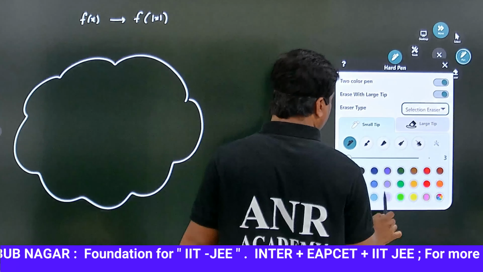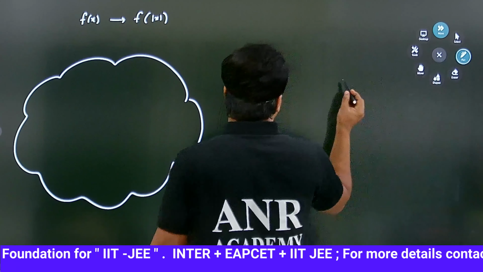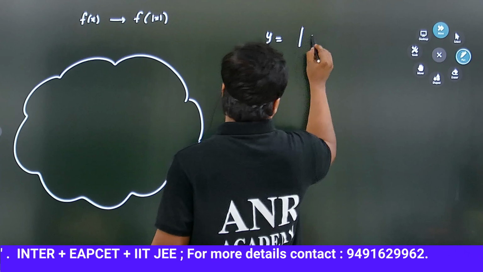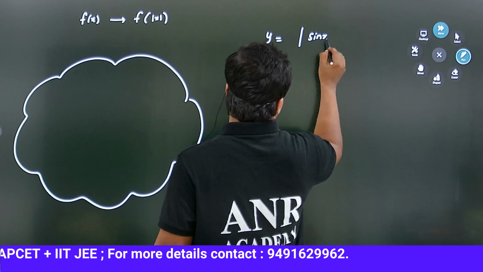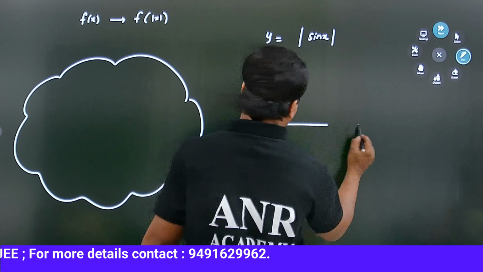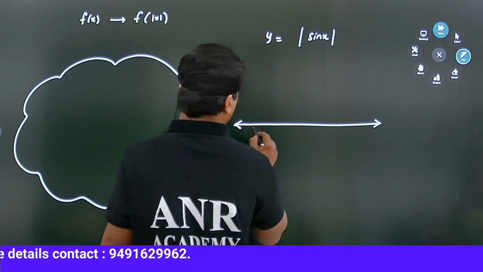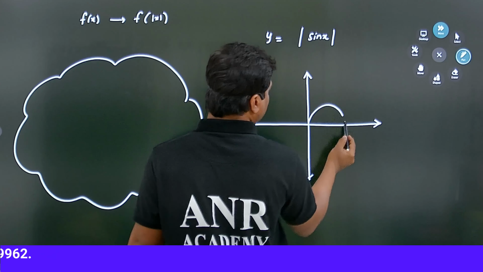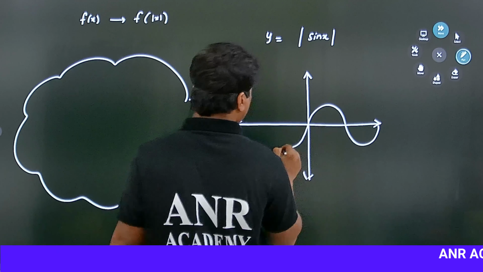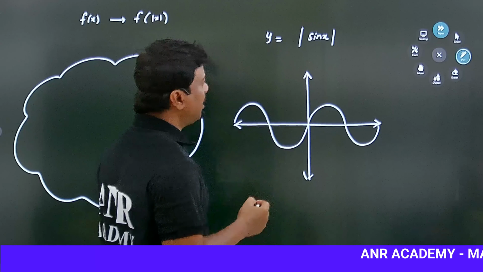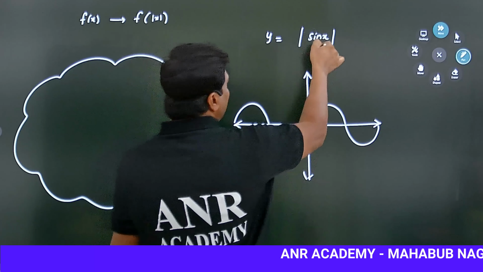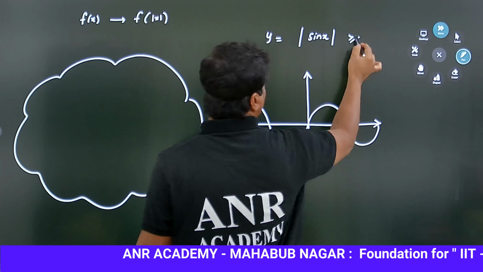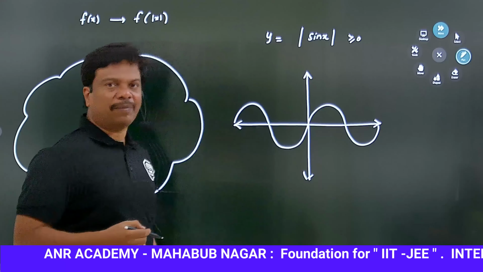Suppose the question is, draw the graph of y equal to modulus of sin x. You know the graph of sin x. This one is the graph of sin x in the limited boundary, right? Modulus sin x means the value of y is greater than or equal to 0, but not negative, remember.